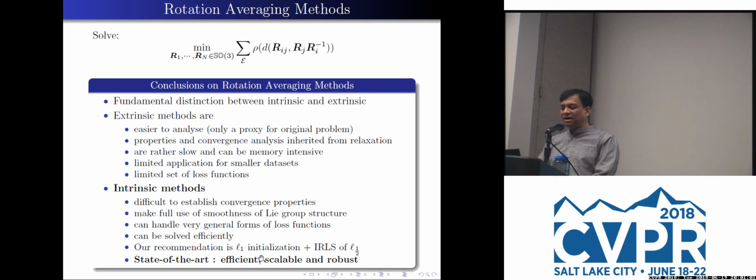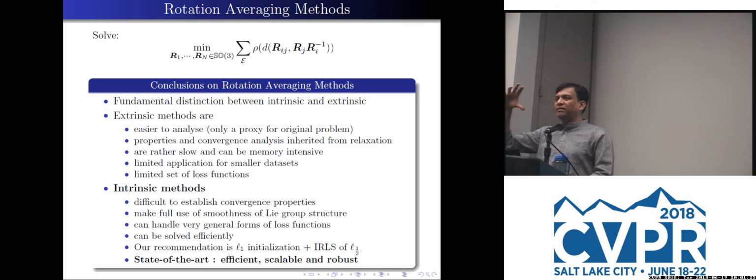You can get very good results. State of the art, it's efficient, scalable, robust, and so on and so forth. But the difficulty is really that we only understand the behavior of these algorithms in a local sense, because you have this complicated Lie group structure and you're trying to prove properties of convergence. All we can prove at this point is that methods are locally convergent.